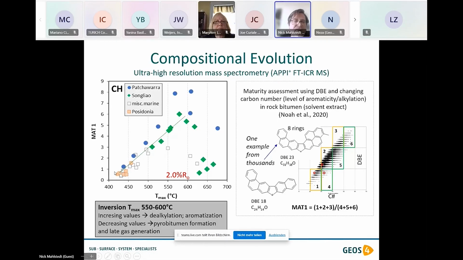So we see here the maturity parameter evolves through catagenesis up to 2% vitrinite reflectance, roughly 550 to 600 degree Tmax values. It nicely increases just due to the cracking of the side chains and to the concentration of more aromatic organic matter. Then we see an inversion, and the maturity parameter actually collapses during metagenesis due to extensive polycondensation reactions leading to pyrobitumen or insolubilization, and with that to late gas generation, methane and hydrogen.